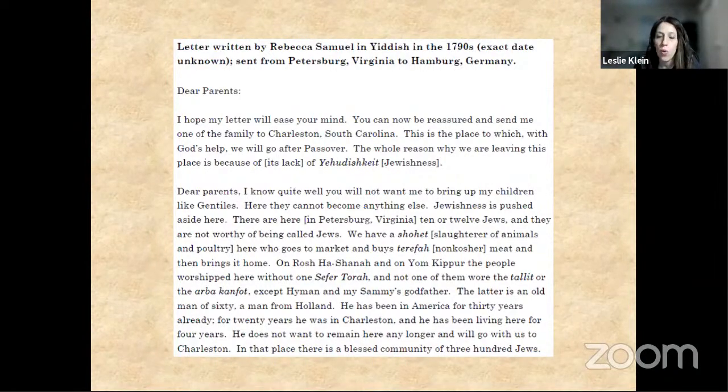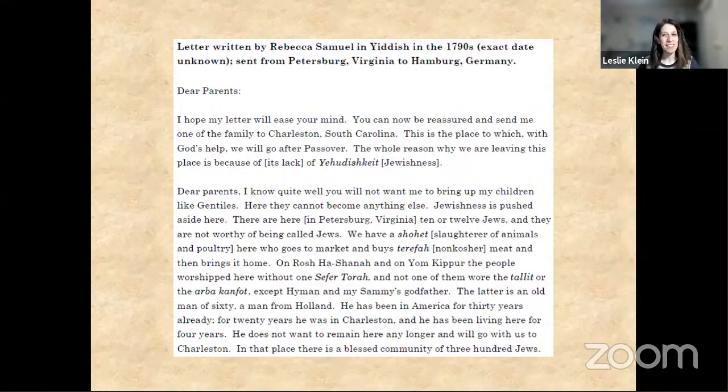Dear parents, I know quite well you will not want me to bring up my children like Gentiles. Here they cannot become anything else. Jewishness is pushed aside here. There are here 10 or 12 Jews, and they're not worthy of being called Jews. We have a shochet who goes to market and buys treif meat and then brings it home.